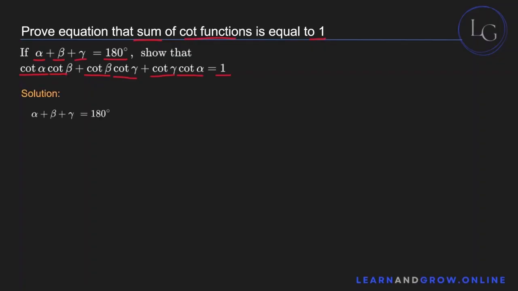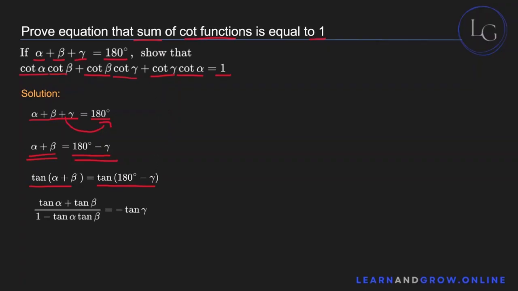Okay. So the first thing that is given to us is that alpha plus beta plus gamma is equal to 180 degrees. Fair enough. Now, once you take the gamma to the right hand side, it becomes negative gamma. So alpha plus beta is equal to 180 minus gamma. Now apply the tangent function on the left hand side and the right hand side. So you end up with this. Fairly simple. And now use the trigonometric identity, which states that tan alpha plus beta is equal to tan alpha plus tan beta over 1 minus tan alpha tan beta. And you apply the same property over here and you end up with negative tan gamma.